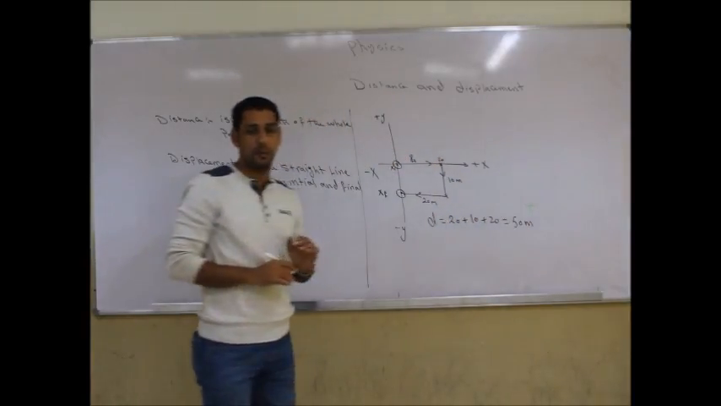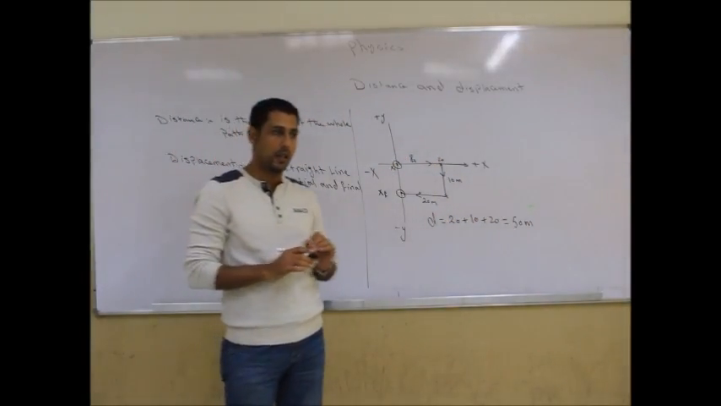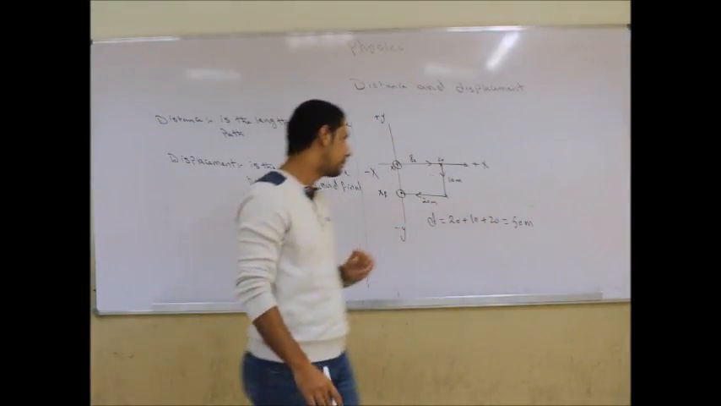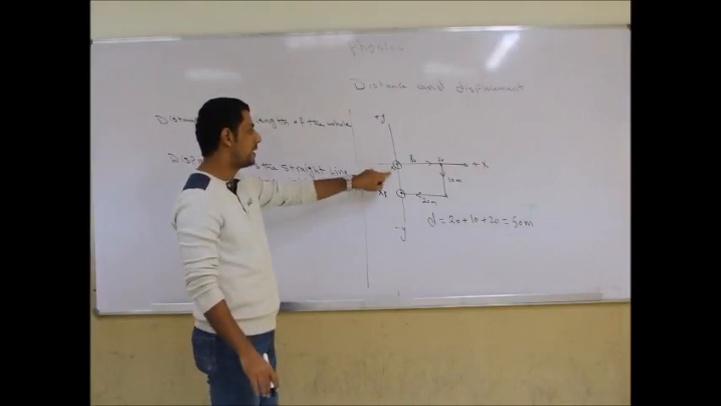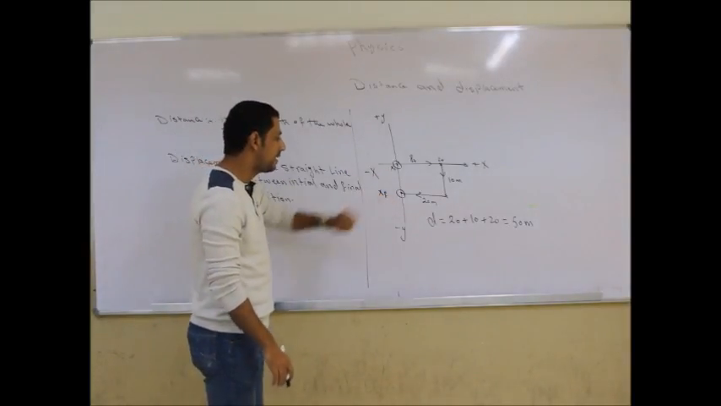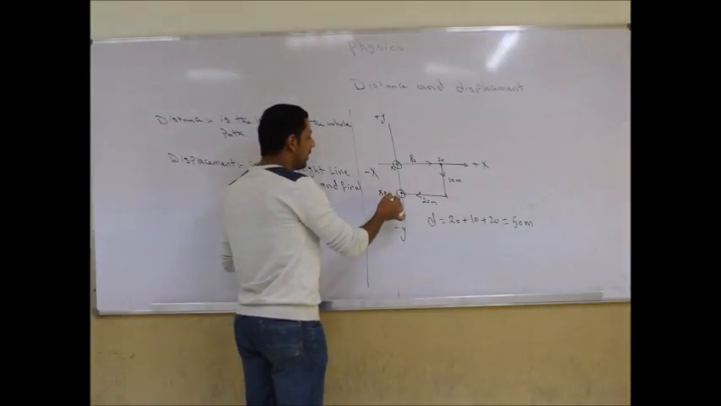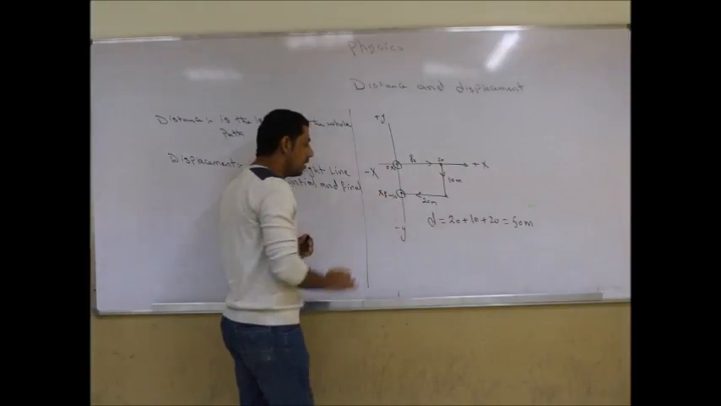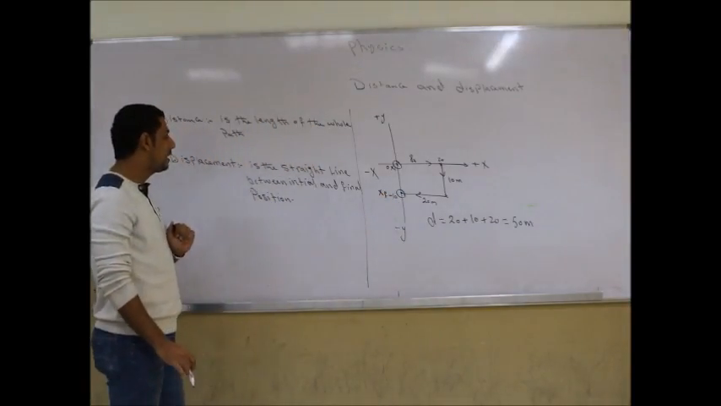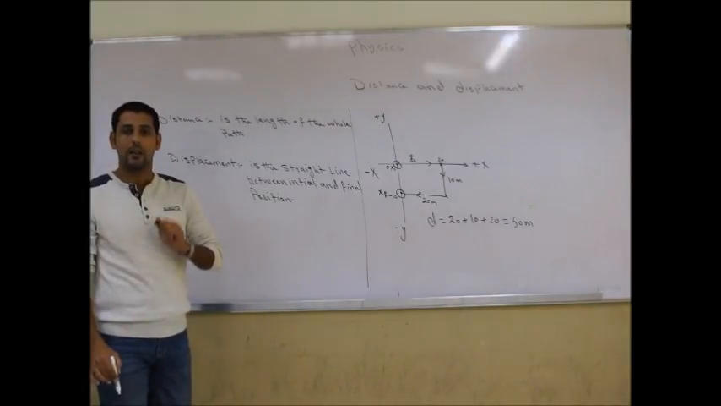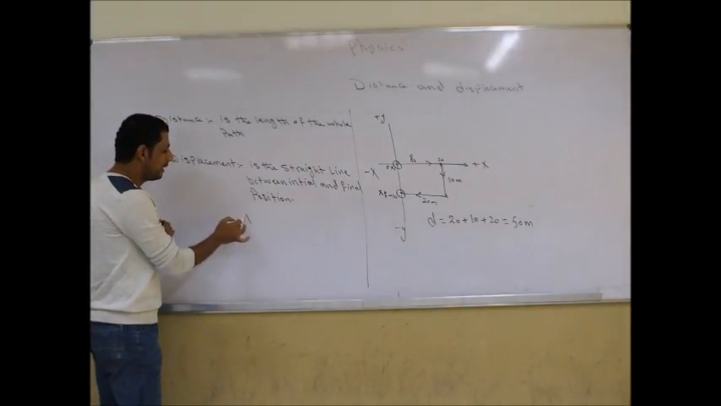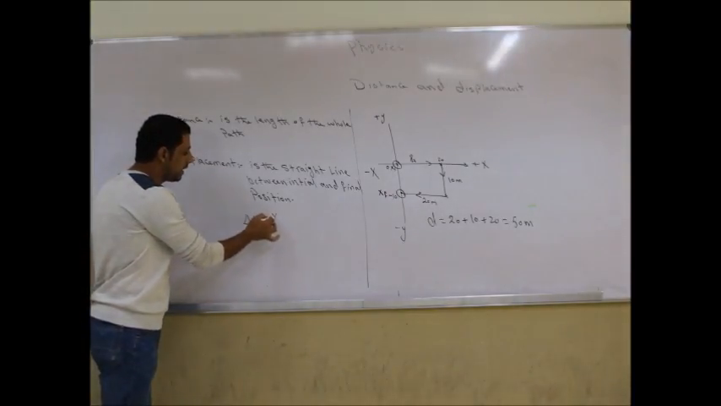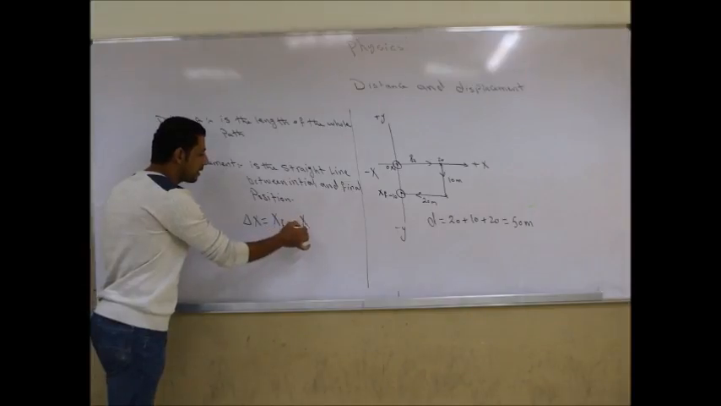But what about the displacement? Displacement is the straight line between the initial and final position. Where is the initial position? This is xi. Where is the final position? This is xf. From the shape, you will find that if this point is 0, this point will be negative 10. So displacement is the straight line between initial and final position. It will be delta x, and delta x is xf minus xi.